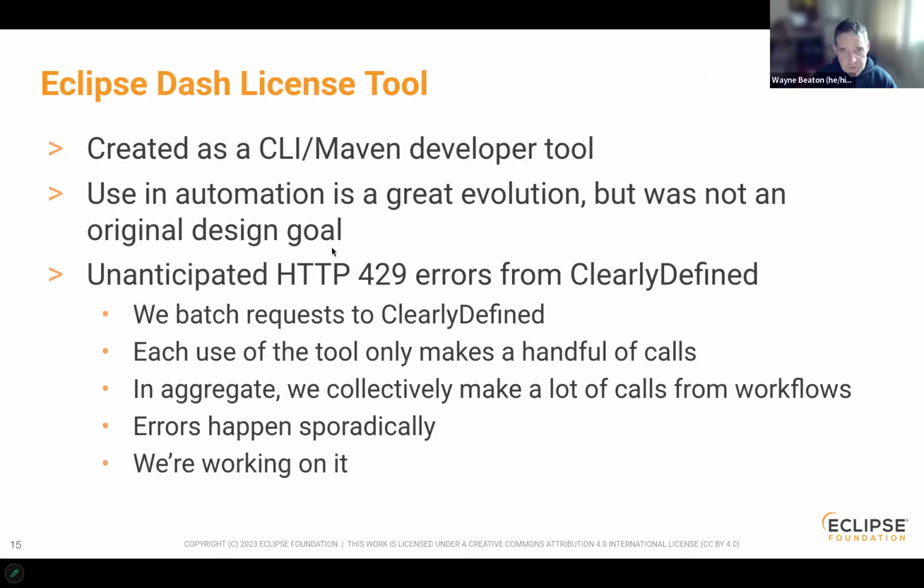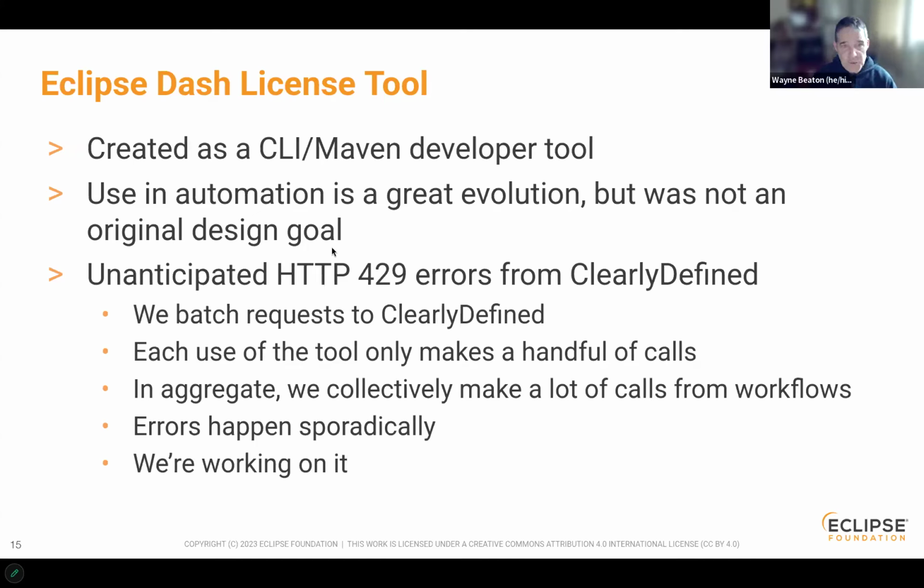So yeah, the Dash license tool was created as a CLI Maven-based tool that was intended for developers to use on their workstations. Use in automation is a great evolution, but it was never really an original design goal, and we didn't really anticipate a problem that we're starting to see. Periodically, while running the tool, some of you have been encountering these HTTP 429 errors from ClearlyDefined. My hypothesis, and I haven't been able to completely validate this, is that enough of you are doing this that it's causing a problem.